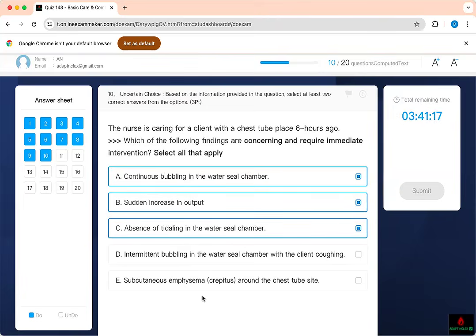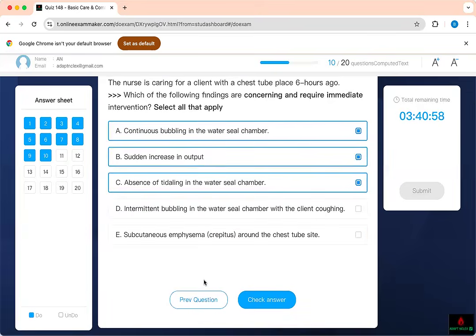Intermittent bubbling in the water seal 6 hours after chest tube placement when the patient coughs is okay. It will go away. Subcutaneous emphysema may indicate pneumothorax, but 6 hours after insertion, it may be expected. After 24, 48 hours, yeah, we've got to investigate. So these are what you should be worrying about. This is 10 questions.